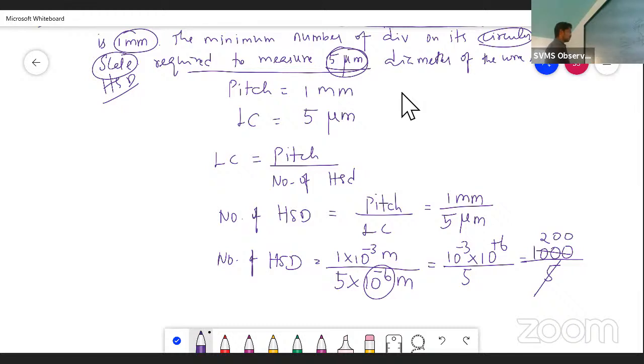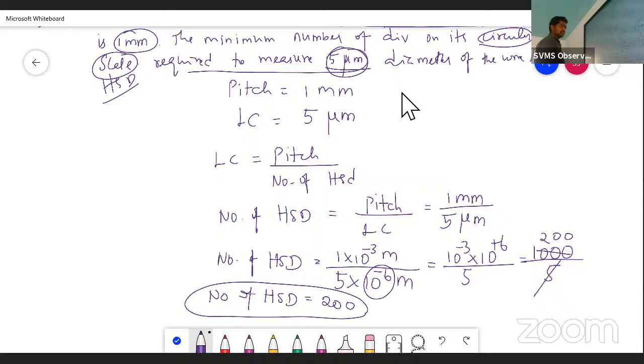So the total number of head scale divisions is equal to 200. It's not 100. The number of head scale divisions is equal to 200, which corresponds to 1 millimeter pitch. Least count is equal to 5 micrometer, and the number of head scale divisions is 200. And next one is another example.